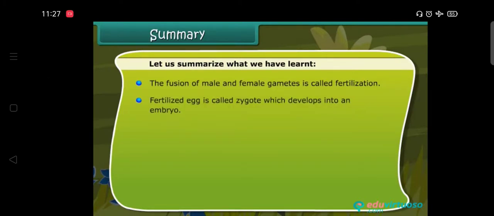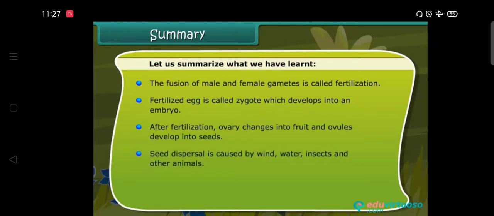The fertilized egg is called a zygote, which develops into an embryo. After fertilization, the ovary changes into fruit and ovules develop into seeds. Seed dispersal is caused by wind, water, insects, and other animals.